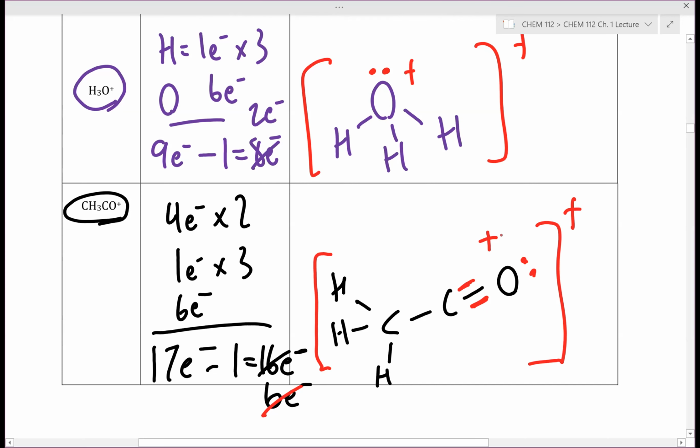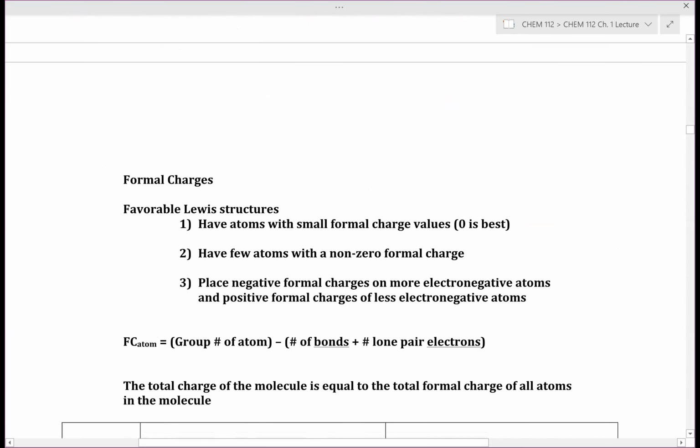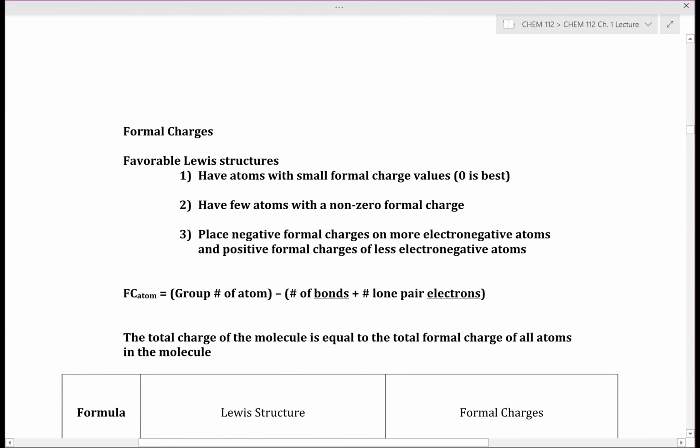Any questions on these more complicated Lewis structures before we continue? Don't be shy to ask questions. Everyone good? The triple bond being here. Yes, exactly right. Now, let's talk a little bit about formal charges.